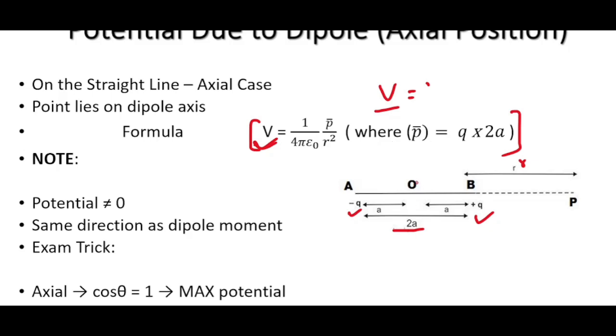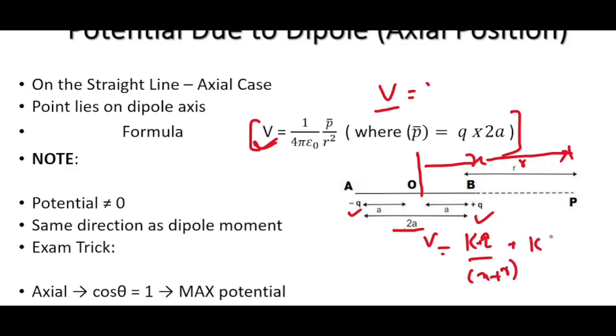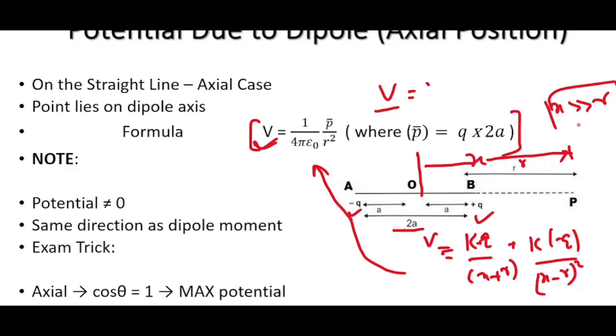Here we are assuming a point at distance X from a certain point P. So we take the distance and solve. V is equal to K Q upon X plus R, this is due to plus Q, and plus K due to minus Q is X minus R. Once you solve this equation completely, neglecting R compared to X, since X is bigger than R, we get 2P upon R square. Take the LCM and solve. So the important point to be noted is that the potential is not equal to 0 here.